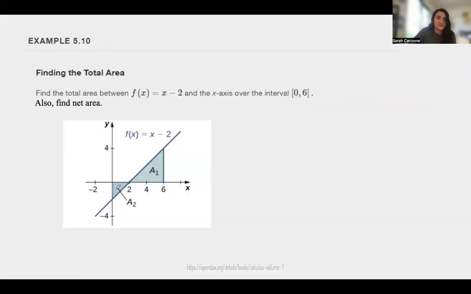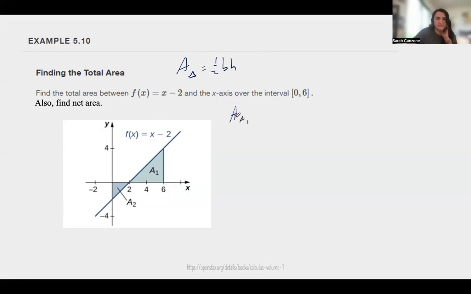As you can see, these areas are not going to be equal. So if you're trying to find the net area, it is not going to be 0. Your net will be something else. All right, so find the total area and the net area of these two triangles. Again, we know the area of a triangle is 1/2 base times height. So let's first find the area of A1.